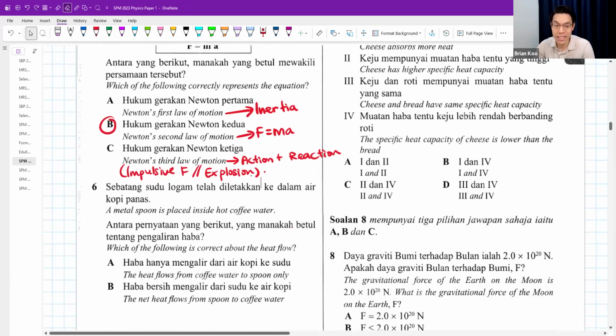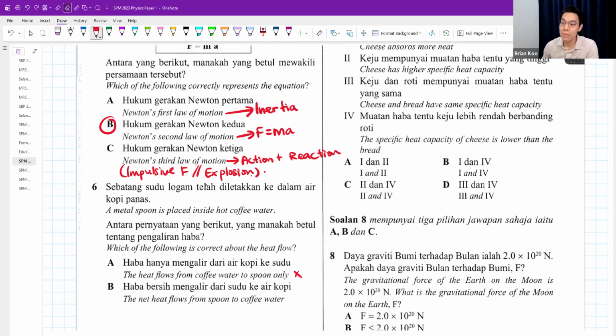Question 6. A metal spoon is placed inside a hot coffee. Which of the following is correct about the heat flow? The heat flows from the coffee to the spoon only. Nope. Net heat flow is from spoon to coffee. Nope. Why? Hot coffee is the hotter object. Spoon is the colder one. When we say net heat flow, we are talking about the majority of heat flow.